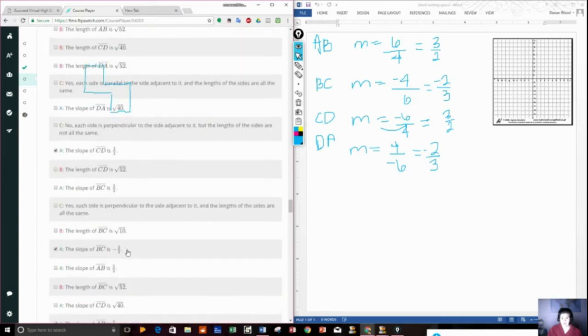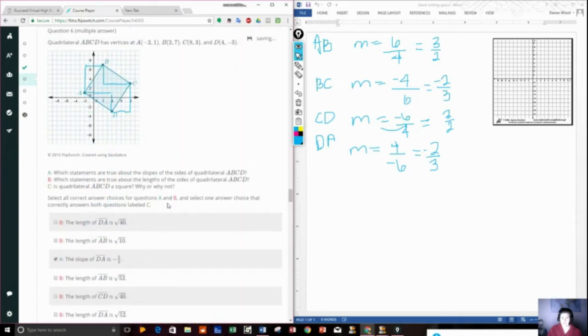Okay, so now let's find our lengths. For the distance formula, it is the square root of our horizontal distance squared plus our vertical distance squared, and we've already counted those out. So AB's vertical distance is 6 and the horizontal distance is 4. We already counted those out, so I'm just going to be using the numbers we found, and they're written down in our slope. The vertical distance is our numerator, the horizontal distance is our denominator.